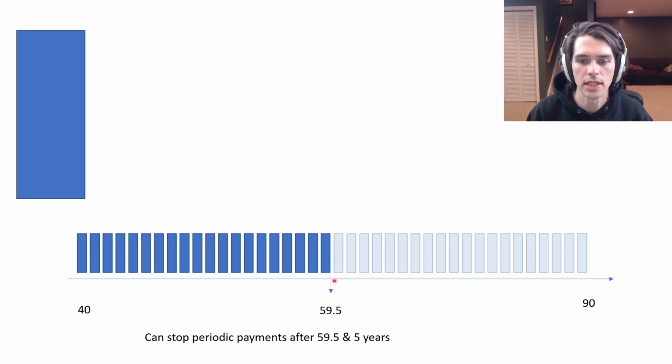Now you might ask, well, what happens when I hit age 59 and a half? Am I bound to continue these substantially equal periodic payments? The answer is no. You're allowed to stop your periodic payment sequence after you hit age 59 and a half, the normal retirement age to withdraw money without penalty, and as long as you've taken these payments for at least 5 years. And at that time, you'll probably have a big chunk of money left.